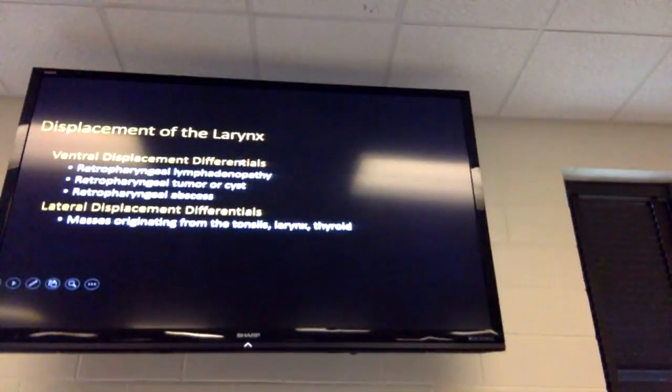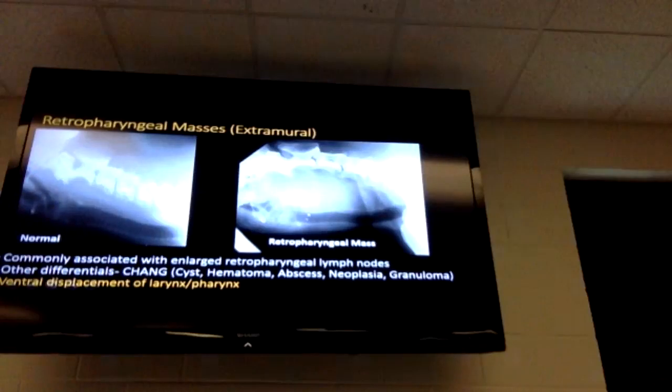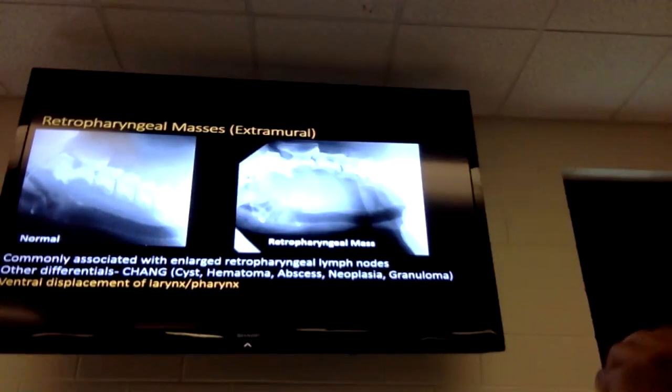So like I said, you will be looking for displacements. In this case, it was ventral displacement, but if it was a lateral displacement of the larynx, that can happen from a mass effect originating from the tonsils, the larynx itself, or a thyroid gland. And make sure you take a VD or a DV view to really see the lateral displacement, because you will not be able to appreciate the lateral displacement on the lateral view. You need a VD or a DV for that. Okay?